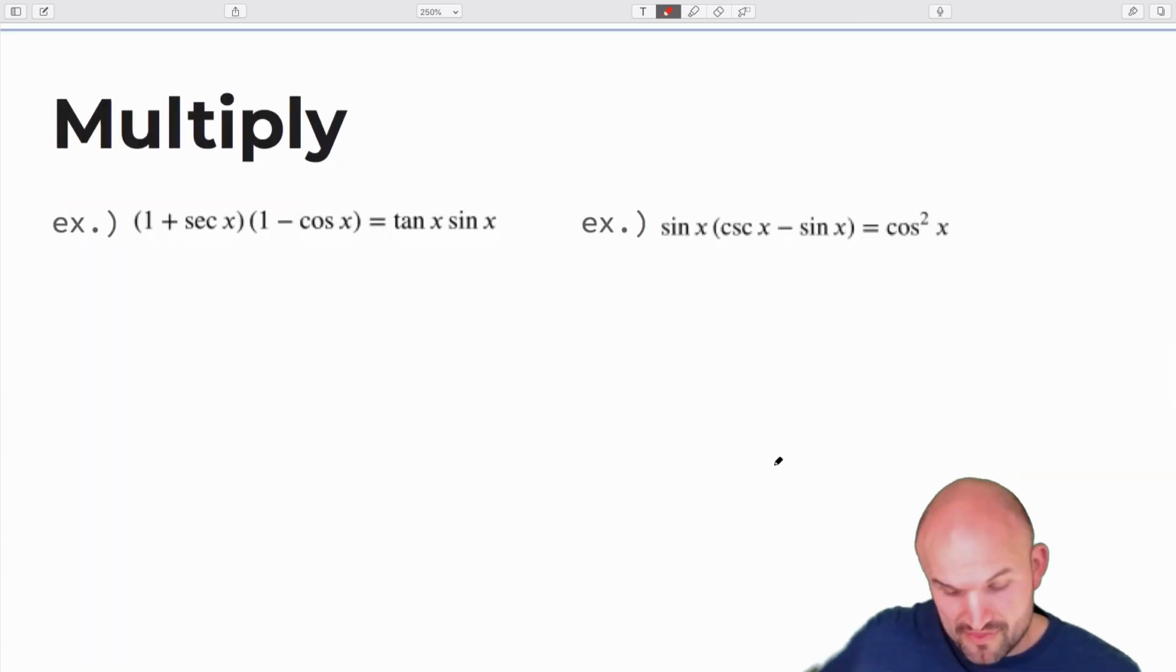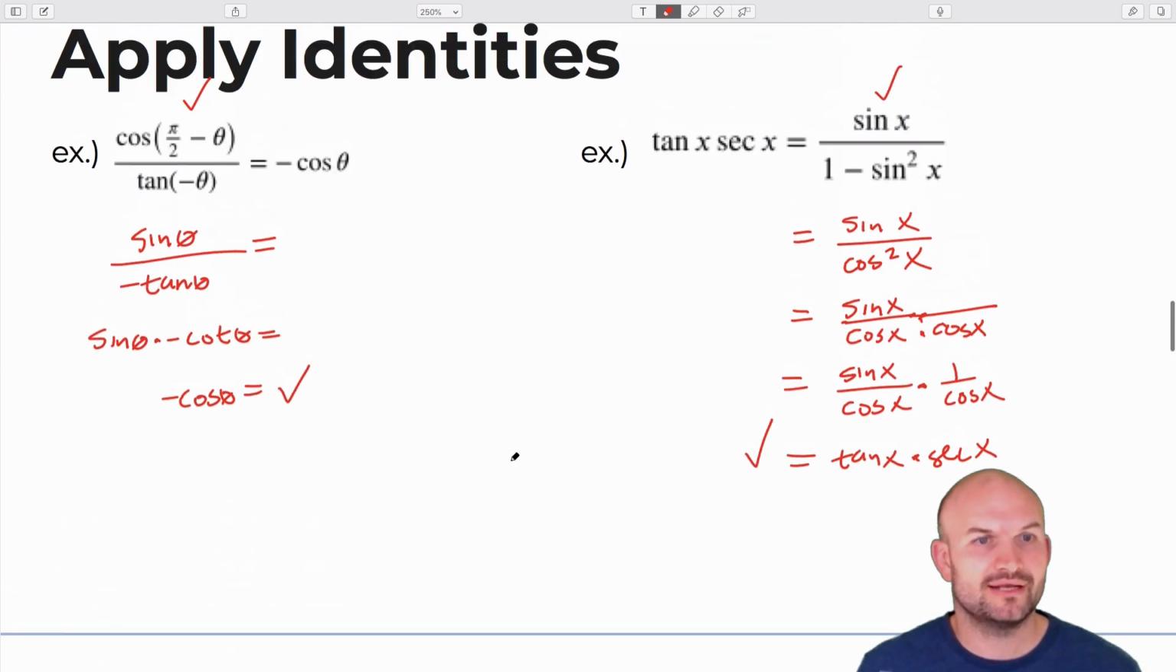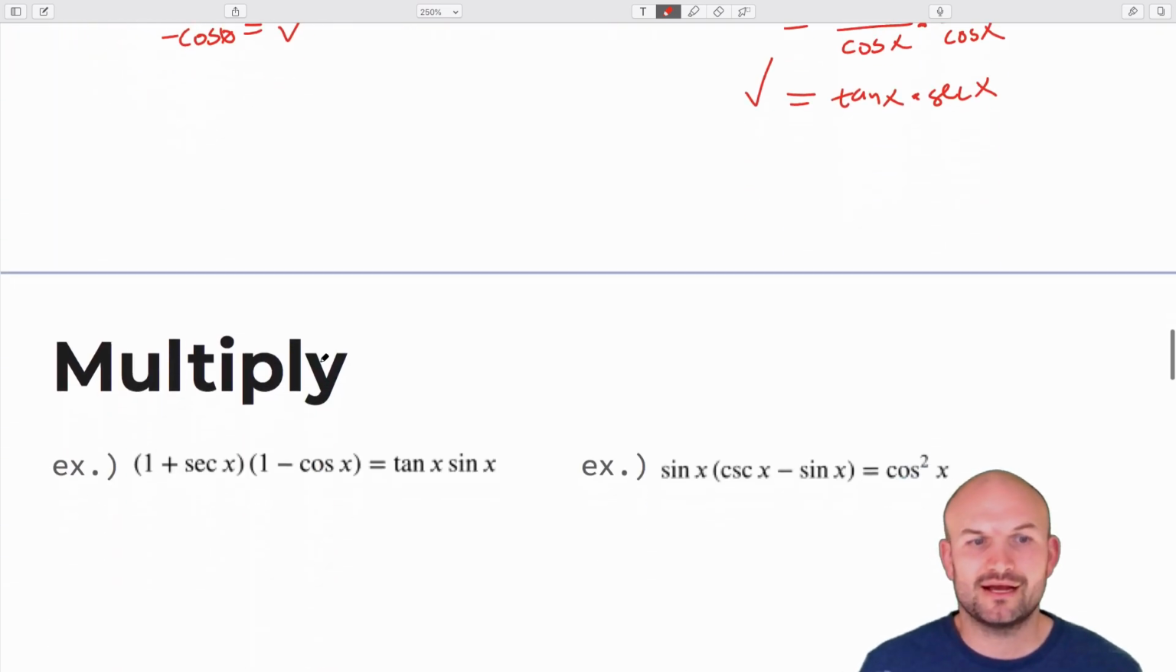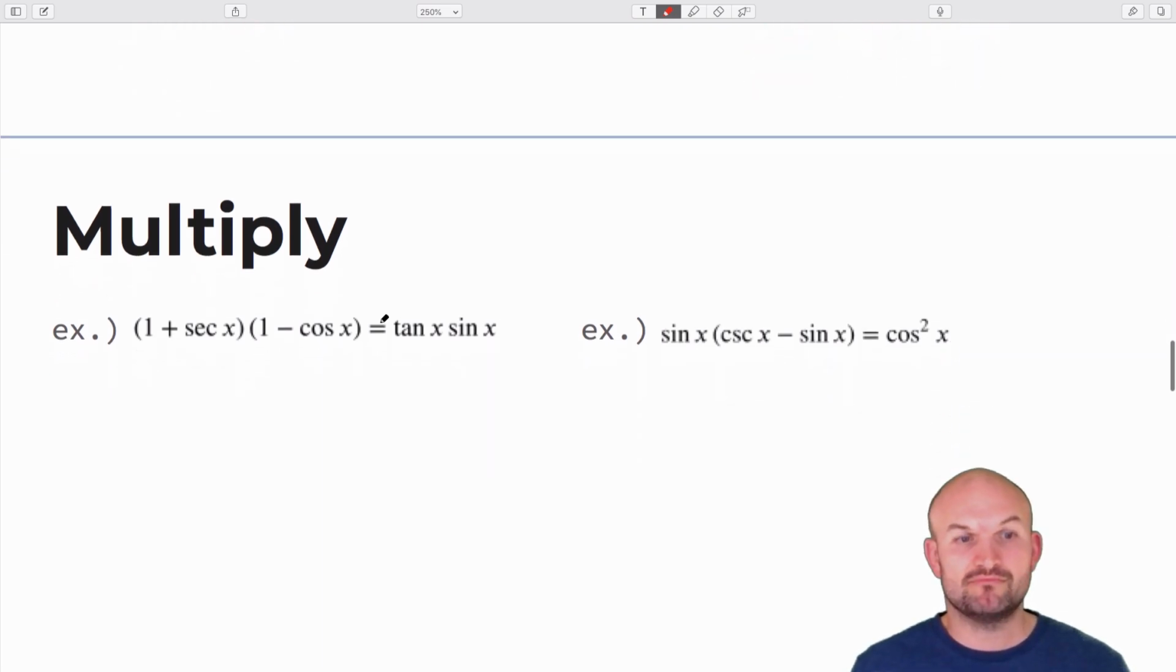All right, now this is one thing I want to be important. I am not going to tell you what to do, right? In this case, I just said apply identities. Here, I'm not going to tell you to multiply, but I think it's kind of obvious. Yeah, you can multiply the right side, but again, this is much more complicated here on this left side. So let's go ahead and multiply.